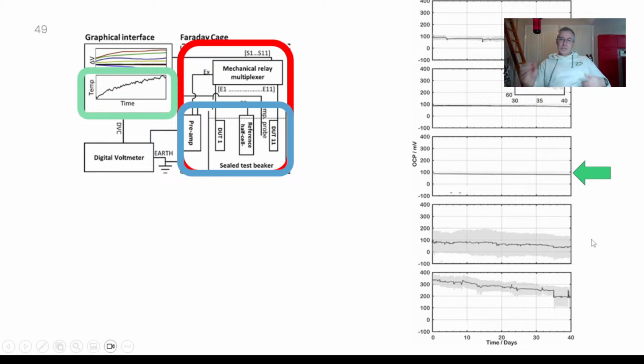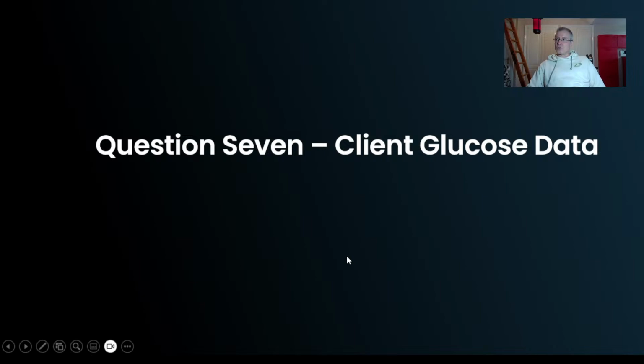But you have to make sure that solution is really isolated. It's not evaporating, that you're using Faraday cages, that you're at least understanding the temperature swings in that laboratory. There's all sorts of parameters that you have to measure or you have to control.